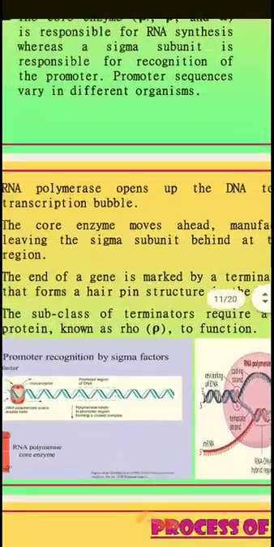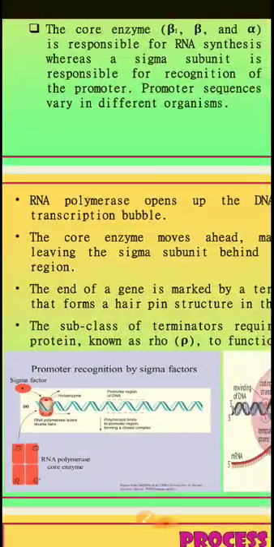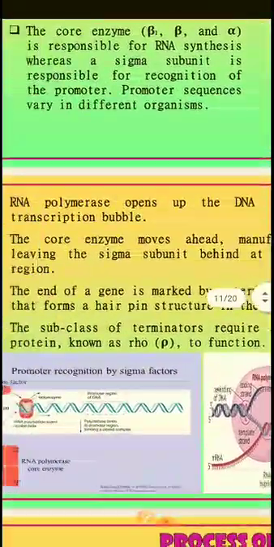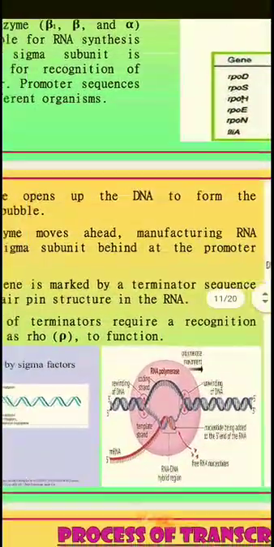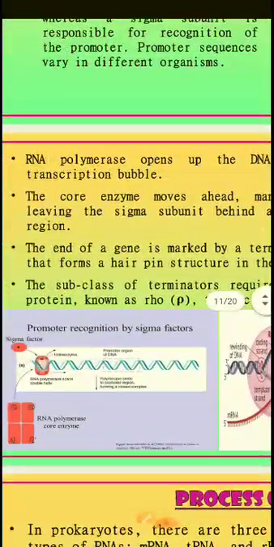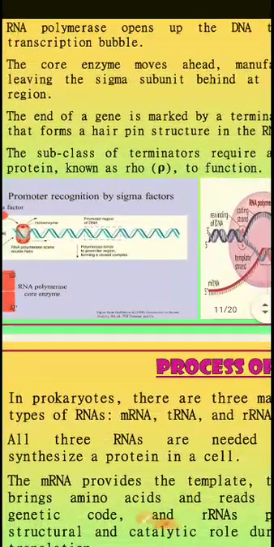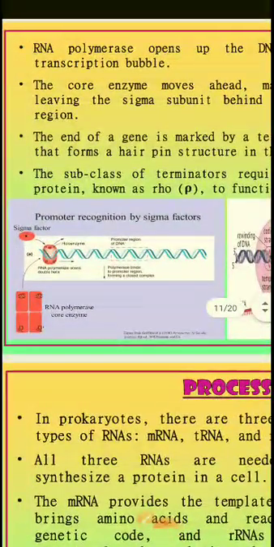Next, RNA polymerase opens up the DNA to form the transcription bubble. The core enzyme moves ahead to manufacture RNA, leaving the sigma subunit behind at the promoter. The end of the gene is marked by a terminator sequence that forms a hairpin structure in the RNA. Some terminators require a protein known as Rho, which has a function in termination.